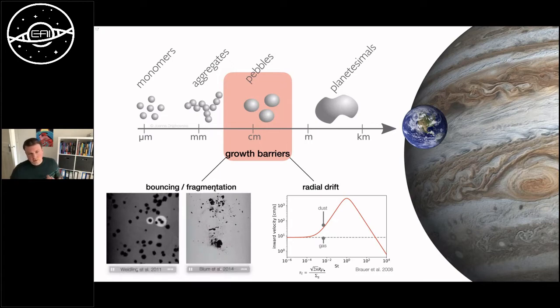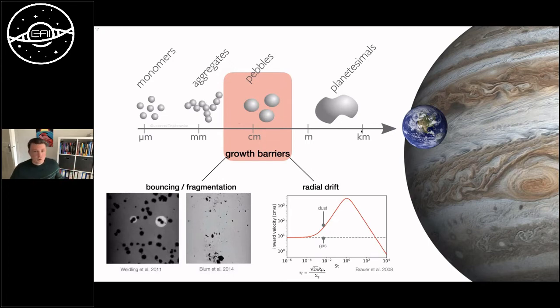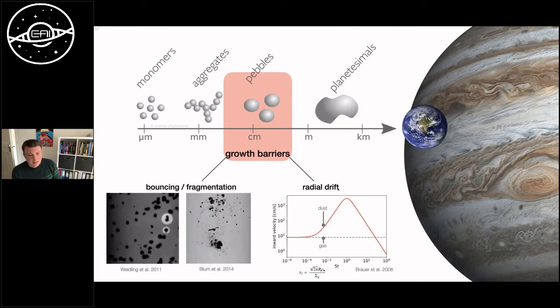For instance, the bouncing and fragmentation barrier that prevents grains from coagulating beyond millimeter sizes to meter sizes, and the radial drift barrier, which makes grains drift radially toward their protostar because they feel a sort of headwind from the ambient disk gas, which makes them lose angular momentum and stream toward the protostar.